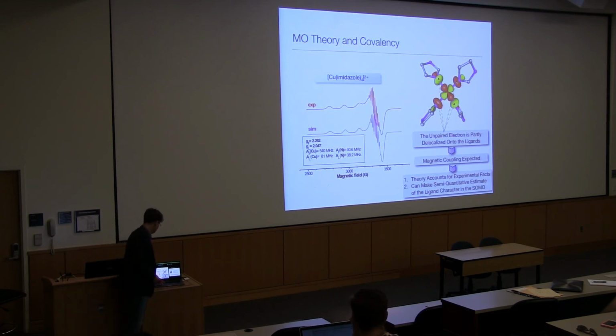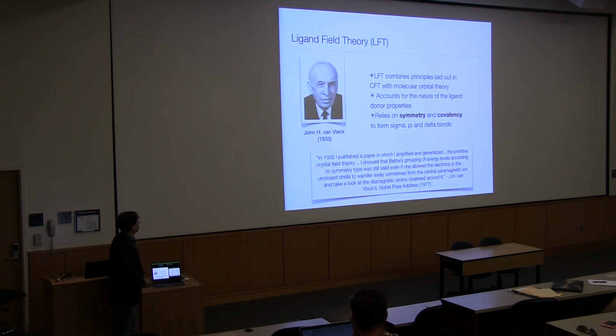Now, some people, and I'm not one of them, make a distinction between crystal field theory, that is the pure electrostatic picture we talked about in the beginning, and ligand field theory that combines the crystal field type arguments with molecular orbital theory. And this is John van Vleck, who was a big proponent of that. He also won a Nobel Prize for all of his contributions to magnetism. And he wrote something that I would never ever write in a paper.